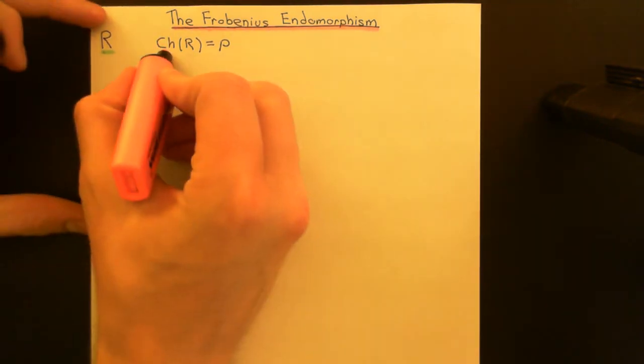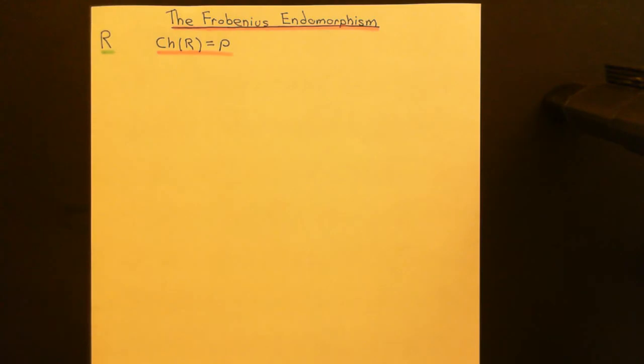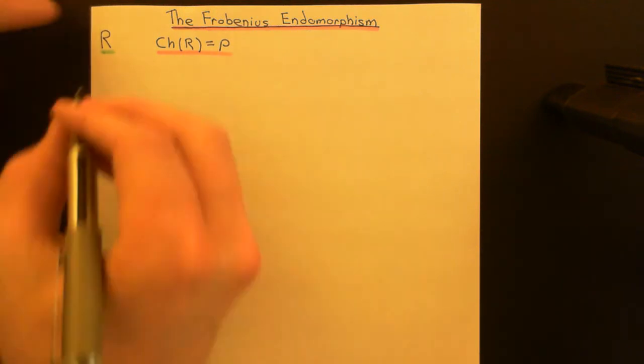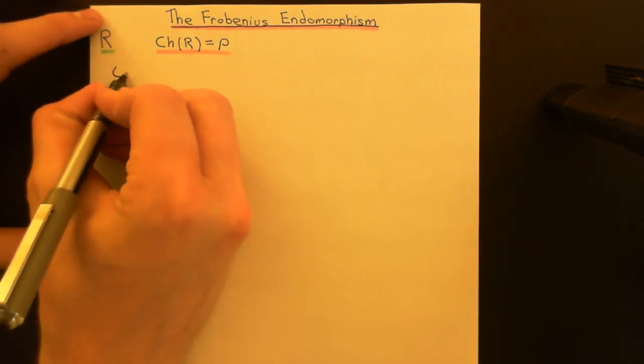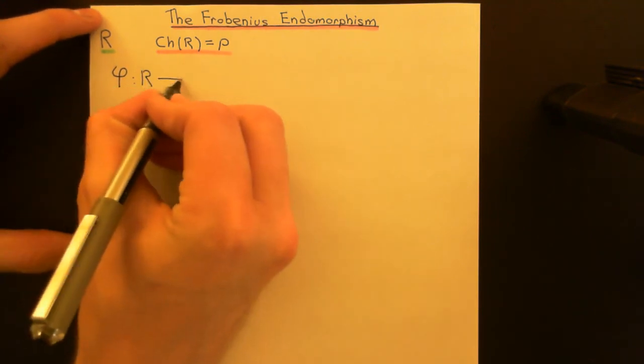So I'm going to pick then some commutative ring for which the characteristic of that commutative ring is a prime natural number. And I claim that for a commutative ring with characteristic a prime natural number, there exists a Frobenius endomorphism for that ring. And what I now want to show you is what that Frobenius endomorphism actually is. So the Frobenius endomorphism is going to be a map from the ring capital R into itself.